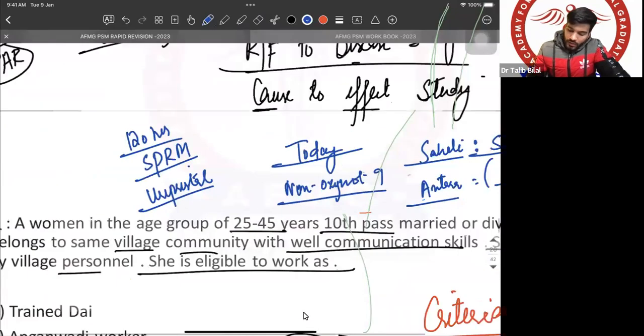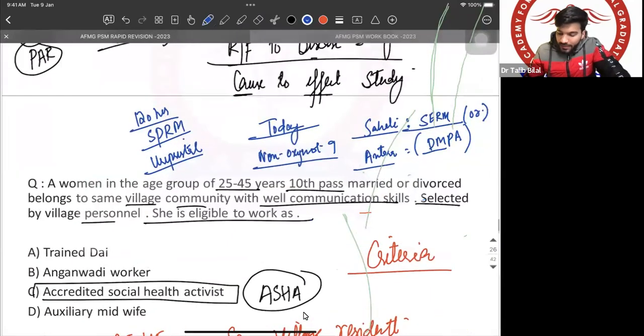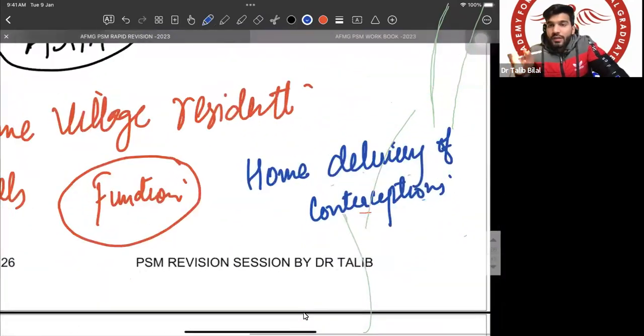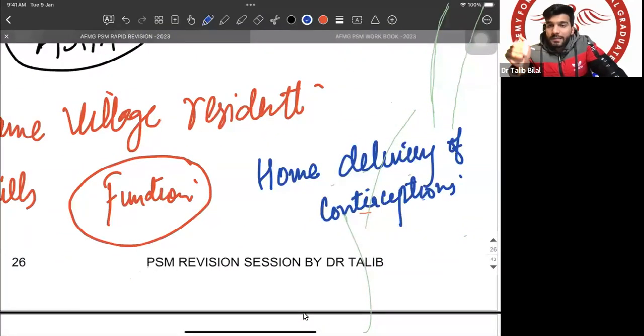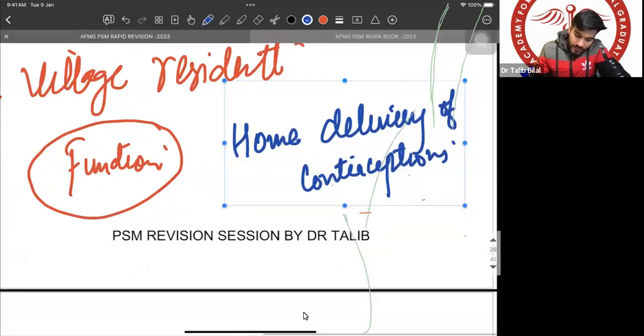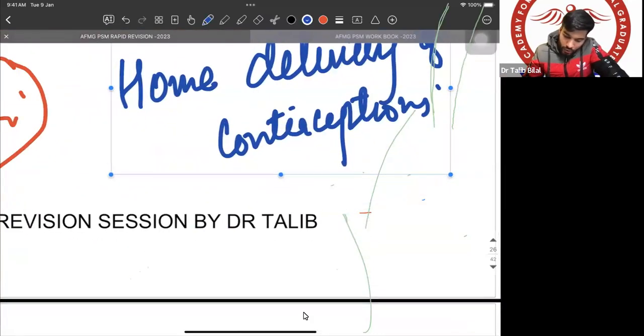So home delivery of contraception, but she will not give LNG and all. She gives copper T, Mala N and Mala D, and she gives Antara and Saheli. Mainly this is ASHA. And she is a part of JSY, Janani Suraksha Yojana.